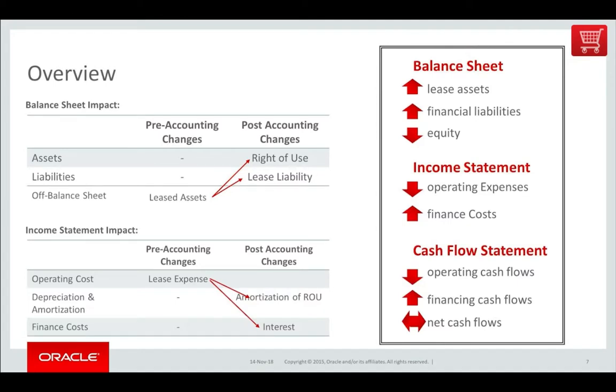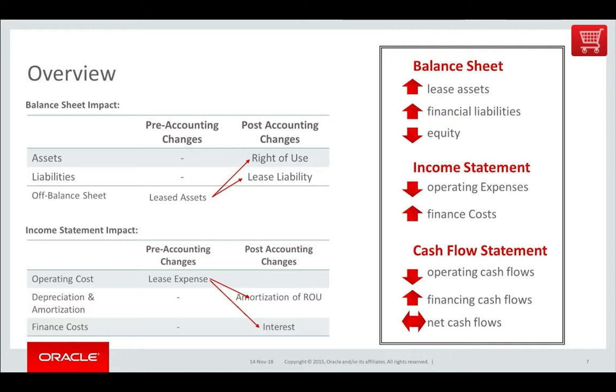At a high level, what it really means is previously, before the changes, leases were off the balance sheet. They were typically just part of your operating costs. You just have a lease expense. If you had a monthly lease payment, it was just an expense monthly. There was no heavy accounting on the balance sheet. With these new changes, what we're seeing is the lease is going on the balance sheet. So your leased assets will go up, your liabilities will go up, your overall equity goes down.